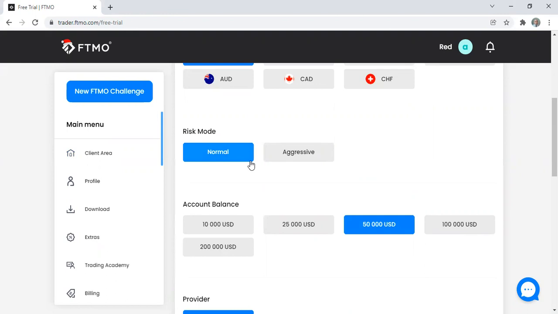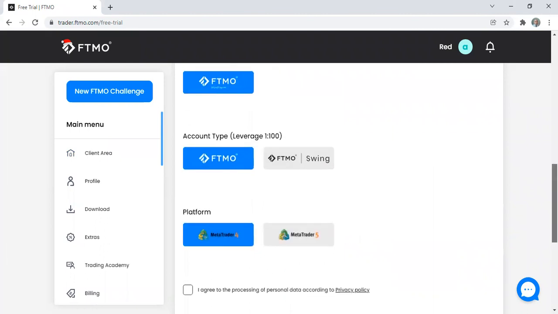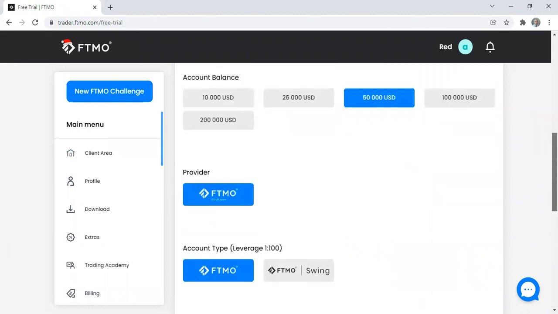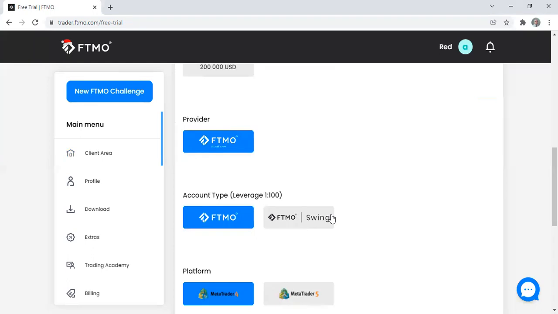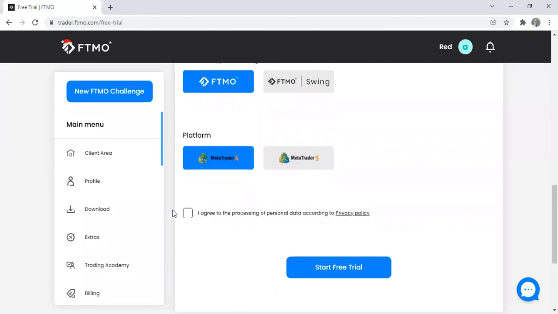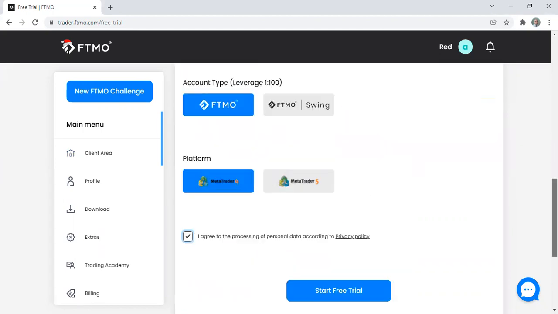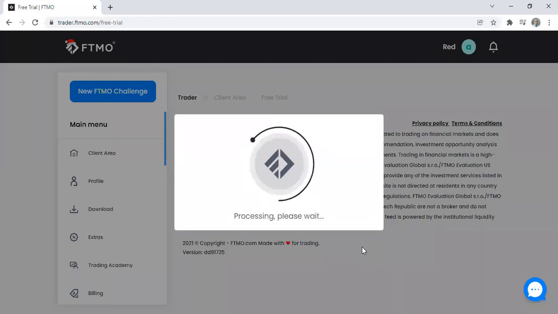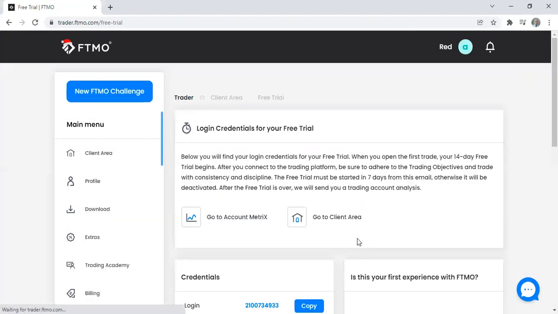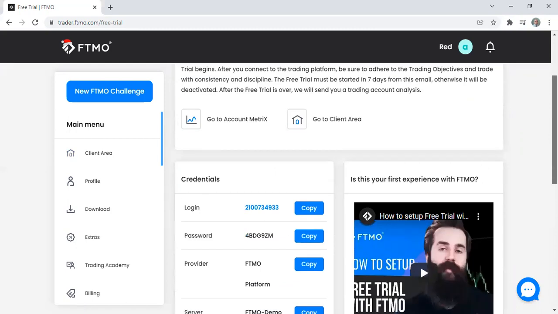Just click on 50,000 USD. It's late, guys, so forgive me. And for risk modes, just leave it at normal. For the guys who do swing trade, you can pick FTMO swing, but I just prefer this one because I typically close my trades within the week, so it doesn't make that much of a difference to me. Then just click on I agree to the processing of personal data, and then you'll be able to start your free trial. I think what should happen now is login details should pop up somewhere around here.